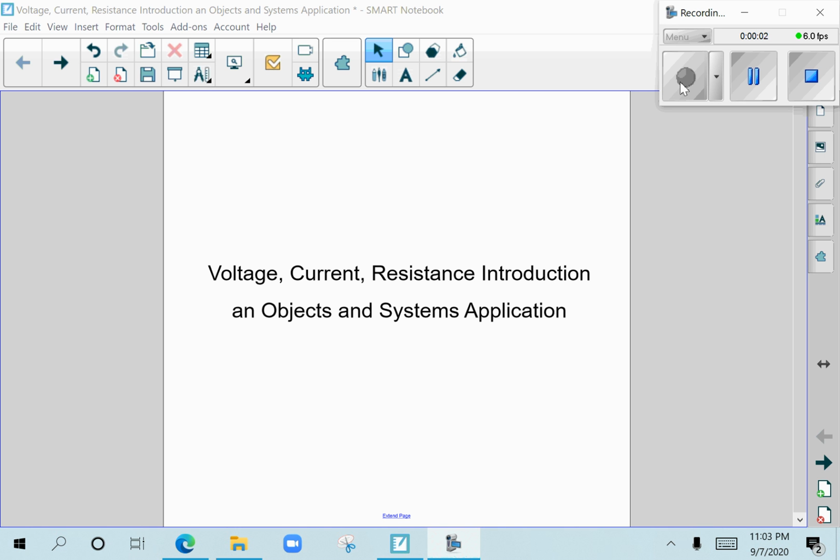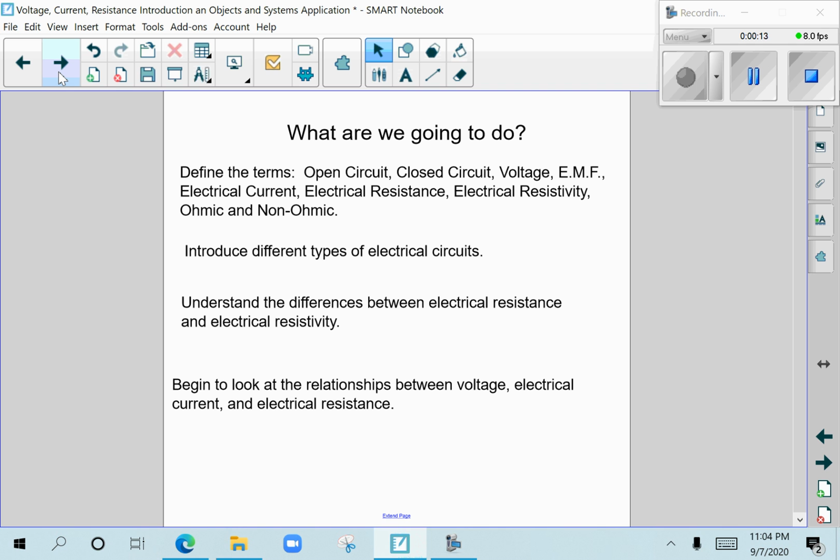In this video, we're going to discuss the concepts of voltage, current, electrical resistance, and use it from an object and system perspective. We're going to be doing what seems to be quite a lot, but it's not as much as it will look like. We're going to define terms such as open circuit, closed circuit, voltage, also known as an EMF.